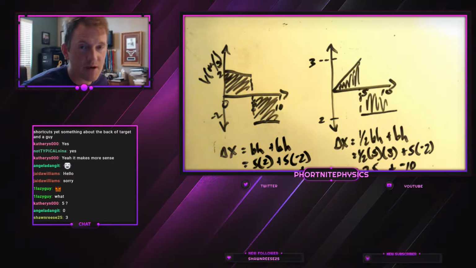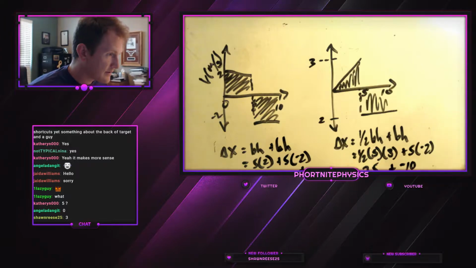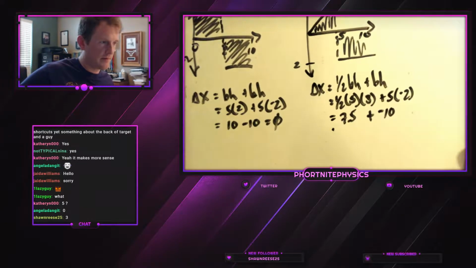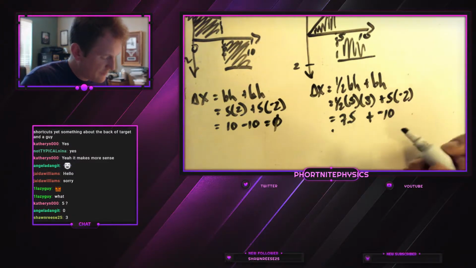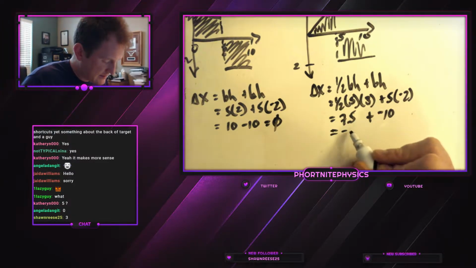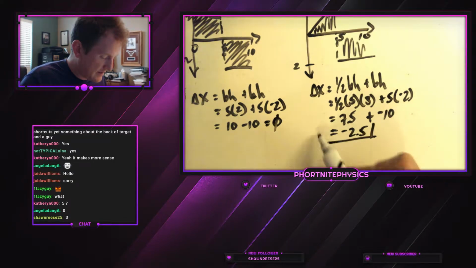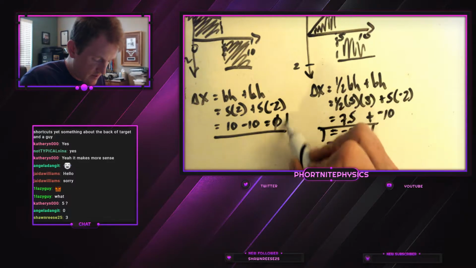What's 7.5 minus 10? It's off the screen. Okay, let's move it up. There we go. 7.5 minus 10 is -2.5. Okay? Does everybody see how I got that?